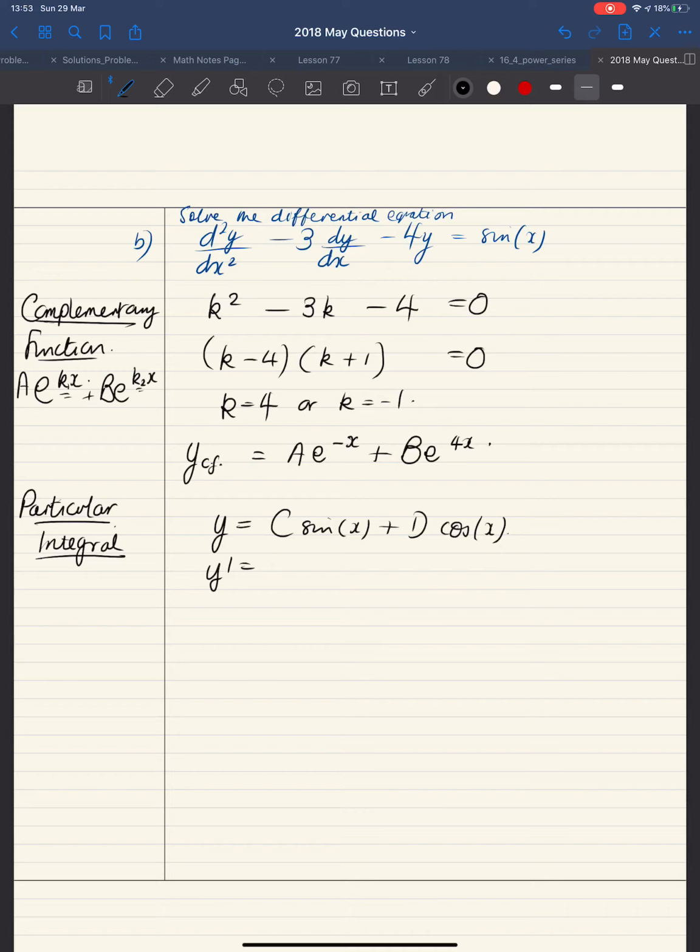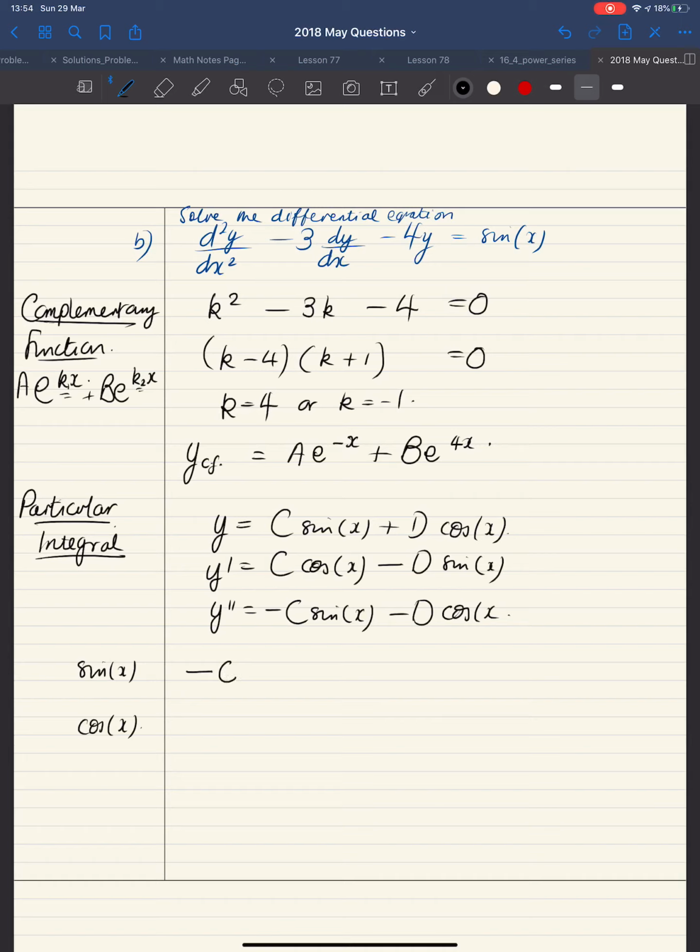So y dashed: sine goes to cosine, cosine goes to minus sine. And then the second derivative: cosine goes to minus sine, sine goes to cosine. And then we want d2y by dx squared. I'm going to put the sine x's on the top, the cos x's down here. So d2y by dx squared, that's minus c sine x minus d cos x. I've done that one.